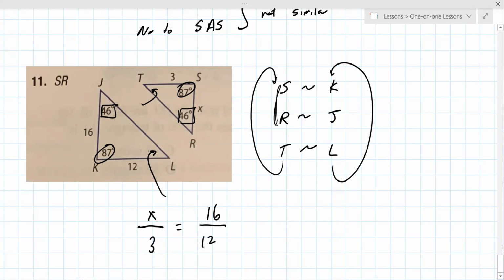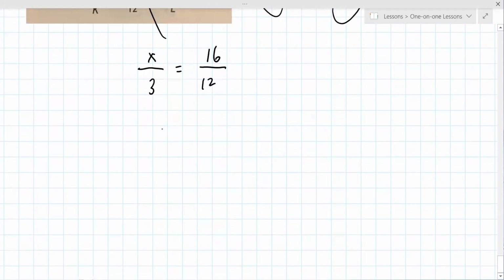Wait, so X over 3 and then 16 over 12? Yes. Okay. So when you solve that, you should get X equals 4. Yeah.